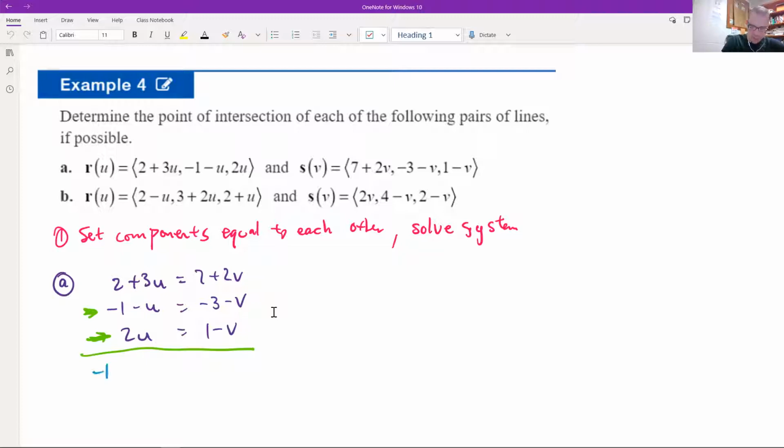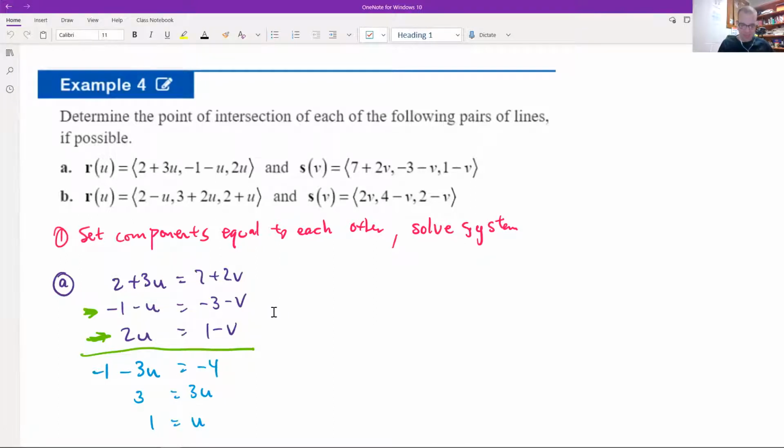So -1 minus 0 constants, that's fine. -u minus 2u would be minus 3u. -3 minus 1 would be -4, and then minus v plus v, because you're subtracting a negative, would just be 0. Get rid of v. Now we can add 4 to both sides to get 3, and add 3u to both sides to get 3u, and then we figure out that u is equal to 1.